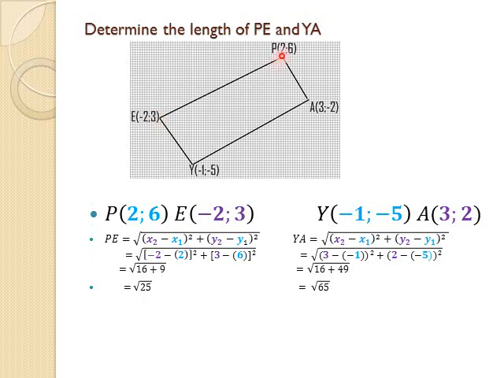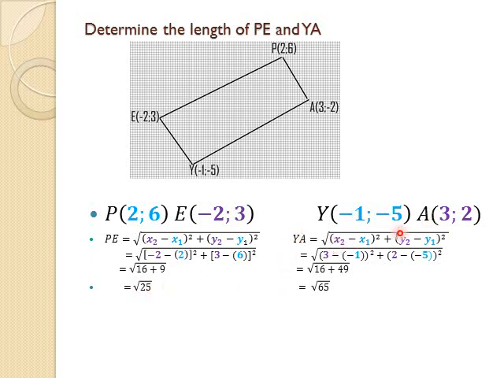Right? So (x2 minus x1) all squared plus (y2 minus y1) all squared. So -2 minus 2, and then there 3 minus 6. So that gives me 4 squared, which is 16. 3 minus 6, which is 3 squared, which gives me 9. 16 plus 9, square root 25, equal to 5 units.